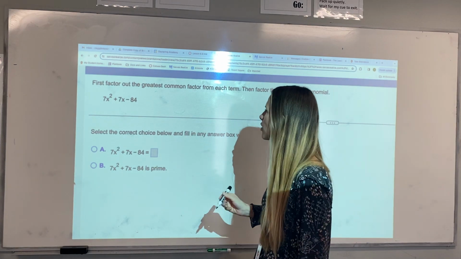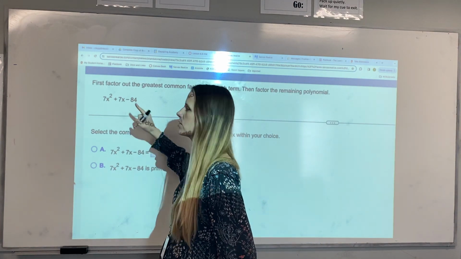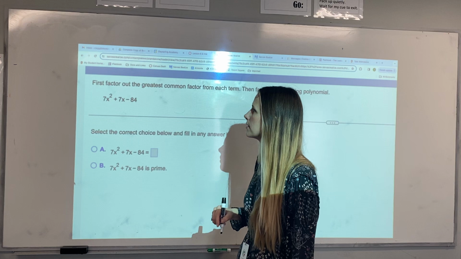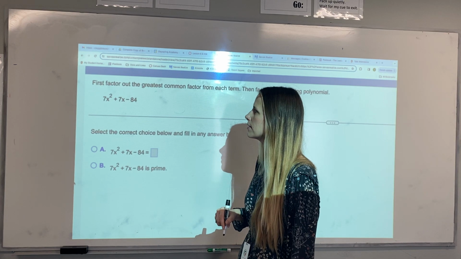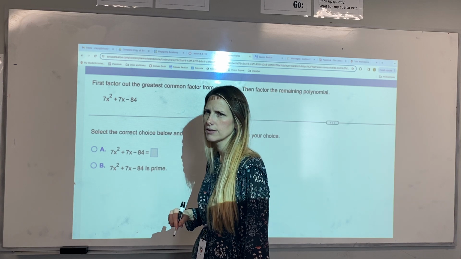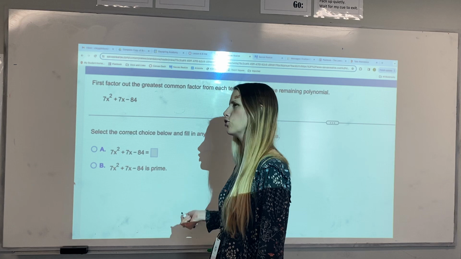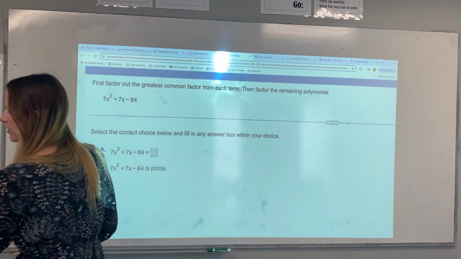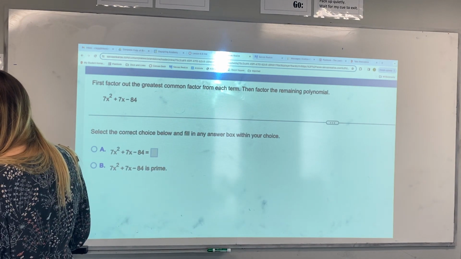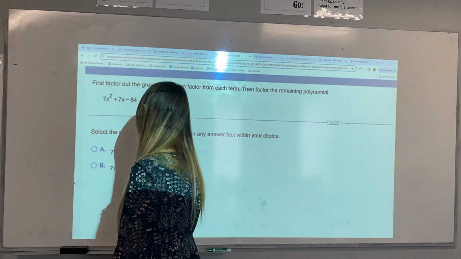Okay, first we're gonna factor out the GCF. This is what we did yesterday. What is the GCF of these 3 terms? 7. Yeah, just 7. I'm assuming 84 can be divided by 7. They're telling me to factor out the GCF. Yeah, 7 and 12. I should have known that.